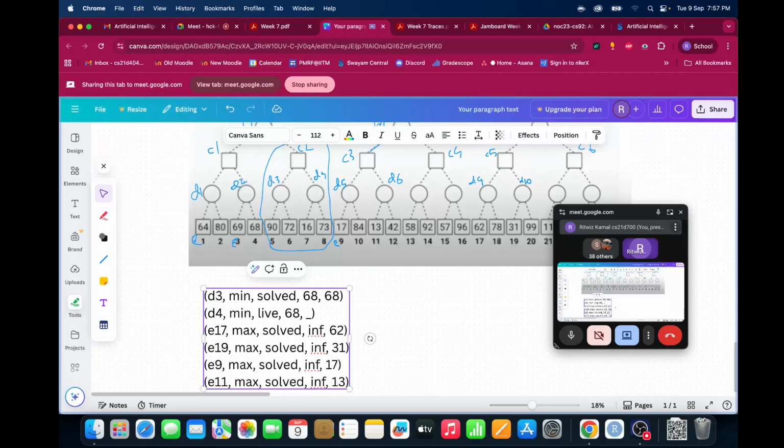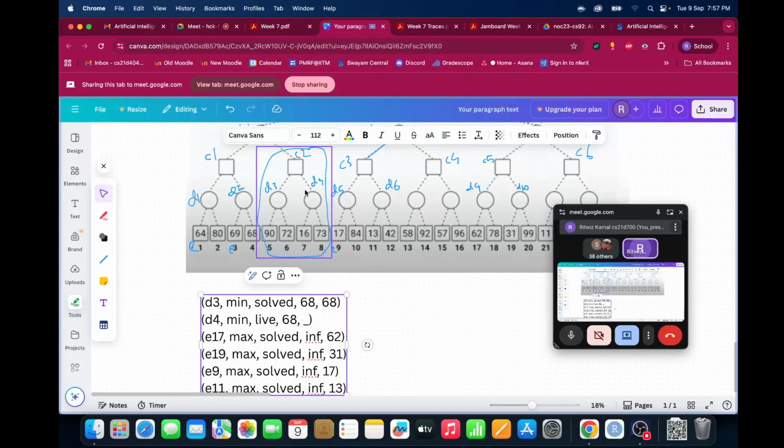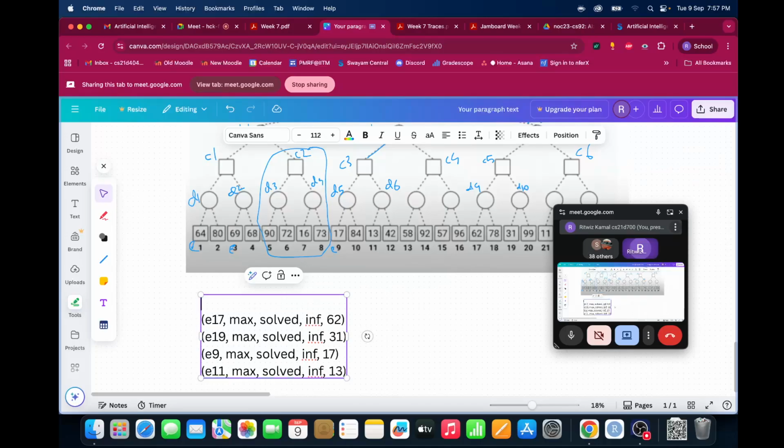So once D3 is solved, we no longer need to bother about D4, right? Yes, we don't need to bother about D4. We can say C2 is solved. Okay. So we can also remove D2 and D4, because we don't need them anymore. Okay. And C2.